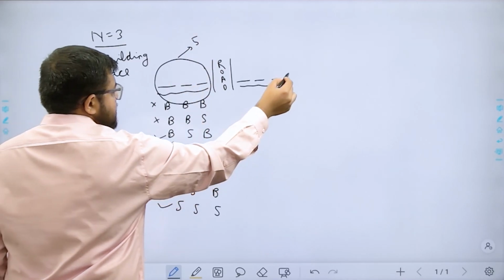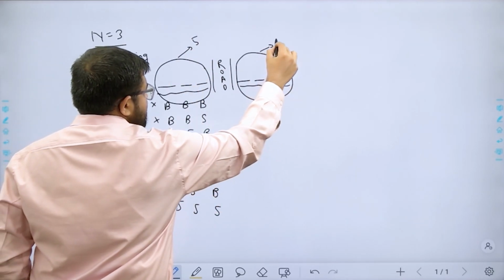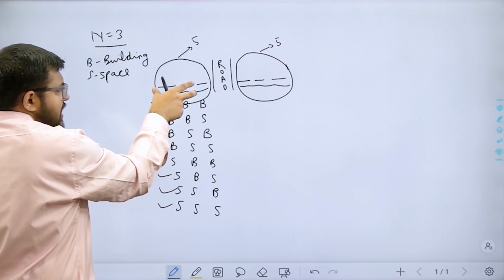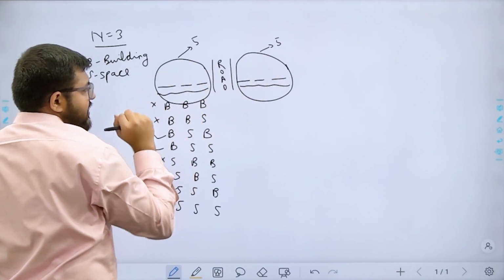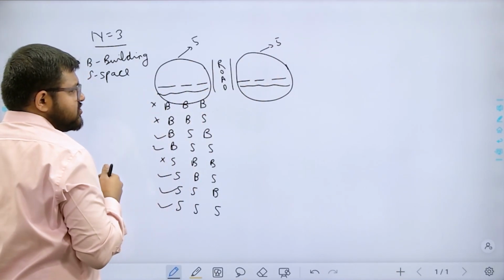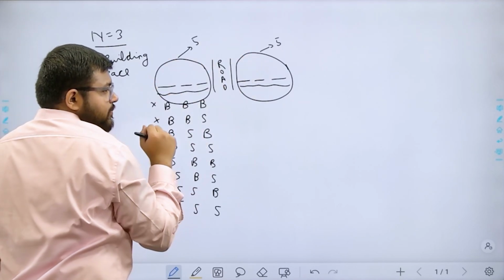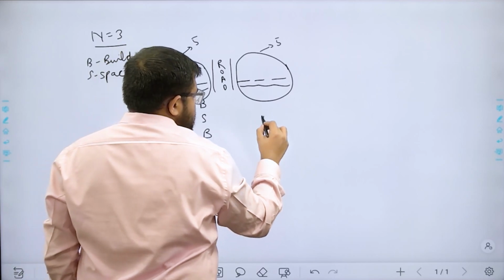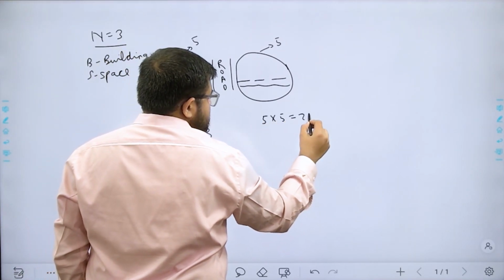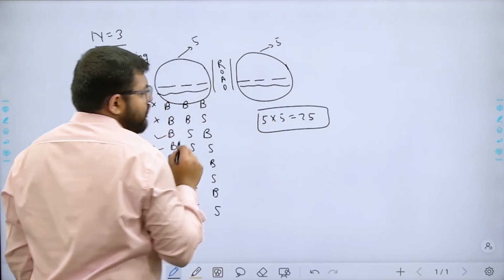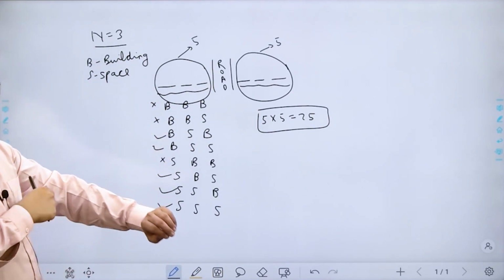Okay, now since n is 3 here, there will be 5 ways here also. So there are 5 ways here to construct buildings and 5 ways here to construct buildings, keeping the constraints in mind. So any combination here can combine with any combination here. So the total number of possibilities is 5 into 5, which is equal to 25, right? So for n equals 3, we have 25.